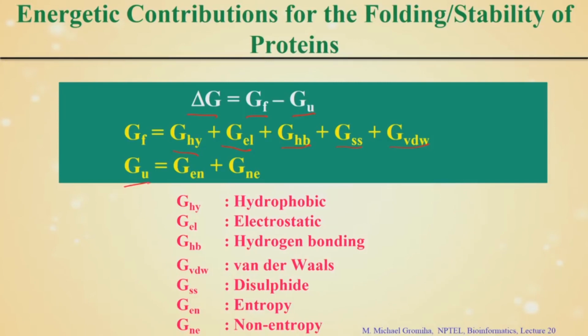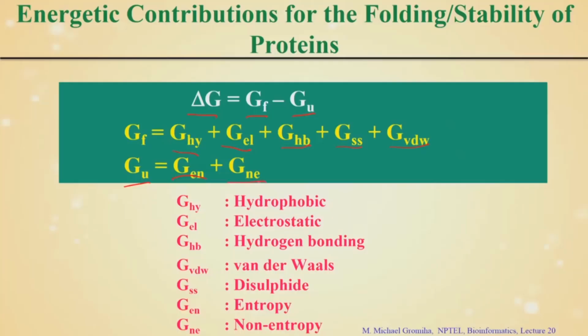When we take the unfolded state, what is the major contribution? Entropy, right? You can see the entropy contribution. And if you compare the folded and unfolded state, the unfolded state is not completely random. There may be some interactions present which are available in the folded state. This is what we call the non-entropic term. For example, if you have some hydrogen bonds which are present in the unfolded state, for this we use the non-entropic term.